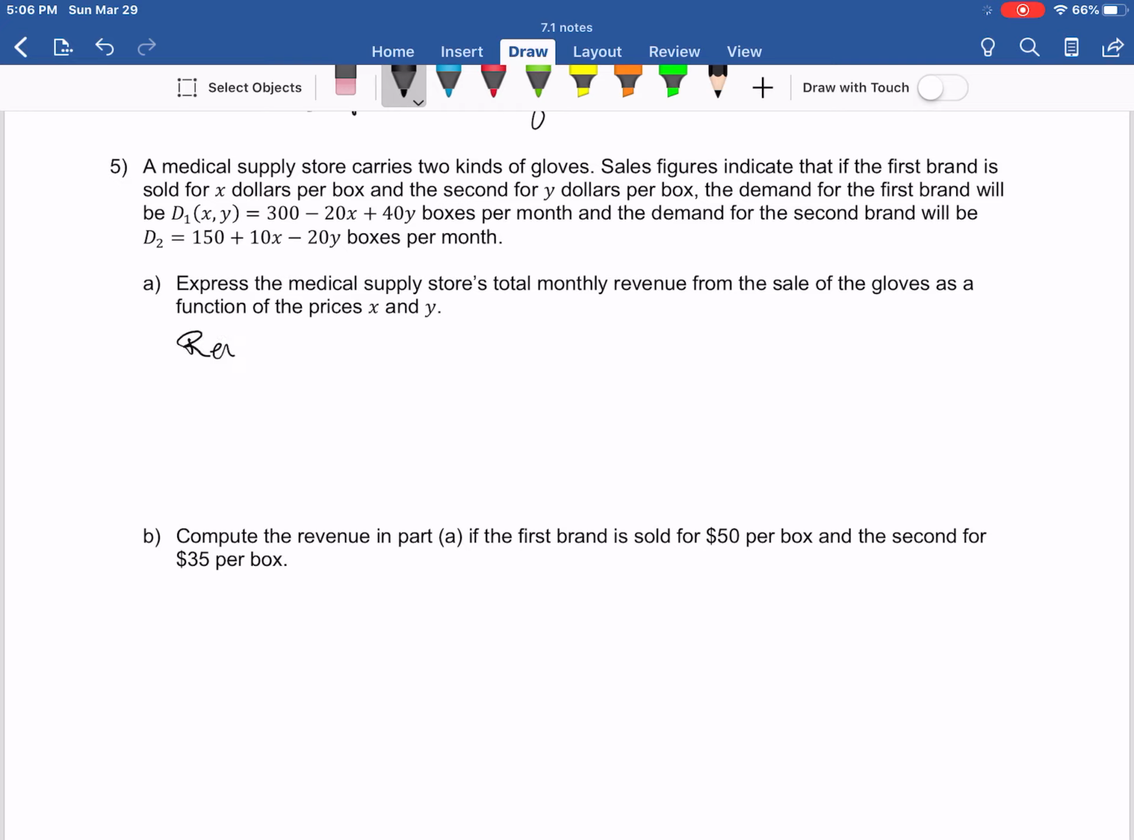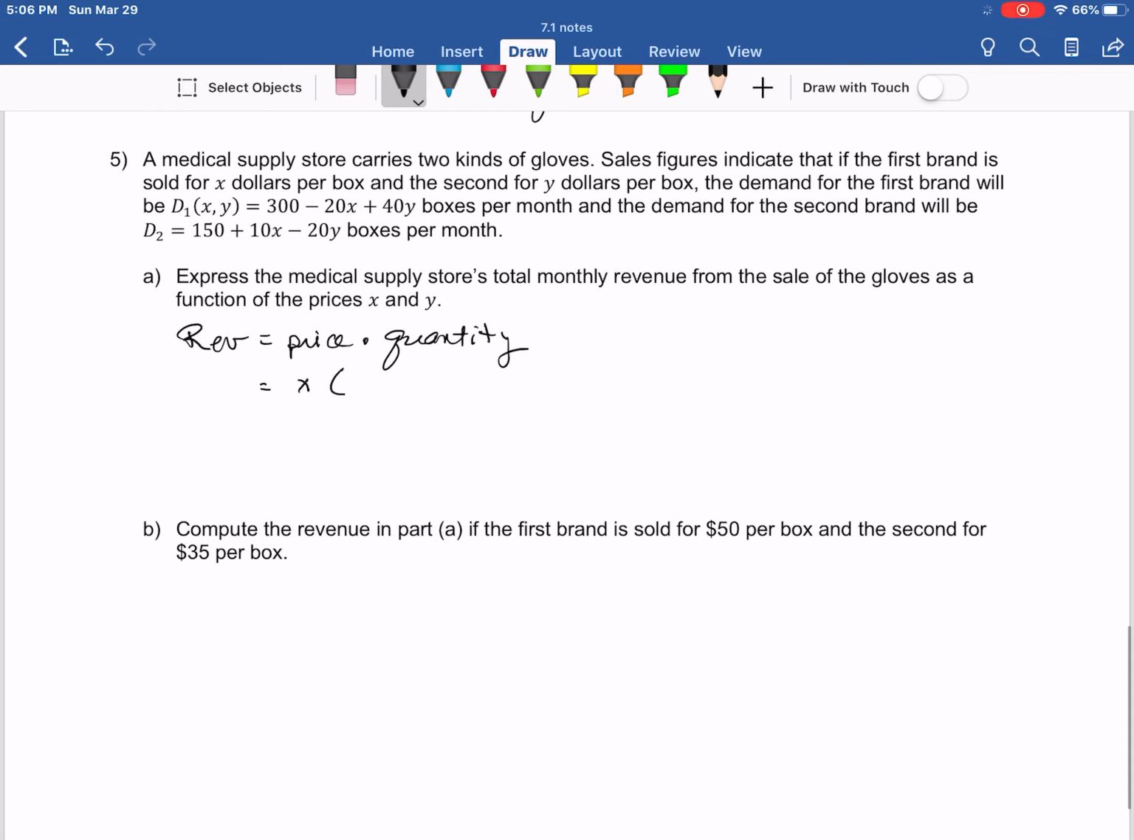Revenue is price times quantity, right? And so we have 2 separate components. We've got what's going on with the first brand, and then we have price and quantity for the second brand. So you're going to put those together, 2 separate components added together, and that's going to give you your total revenue function. So for the first brand, remember how the price was X dollars per box? And according to your demand function, that's your quantity that's going to be required. Quantity at that price is 300 minus 20x plus 40y. So that takes care of what's going on with your first brand.